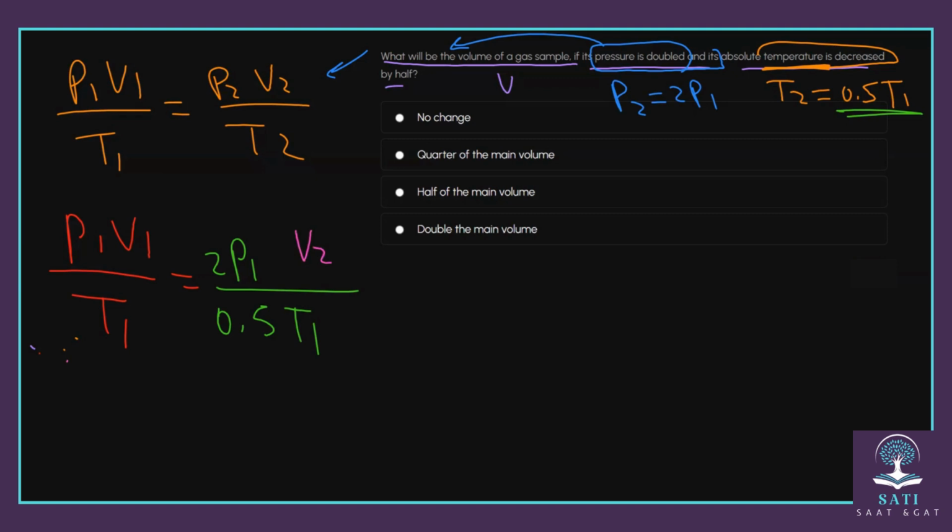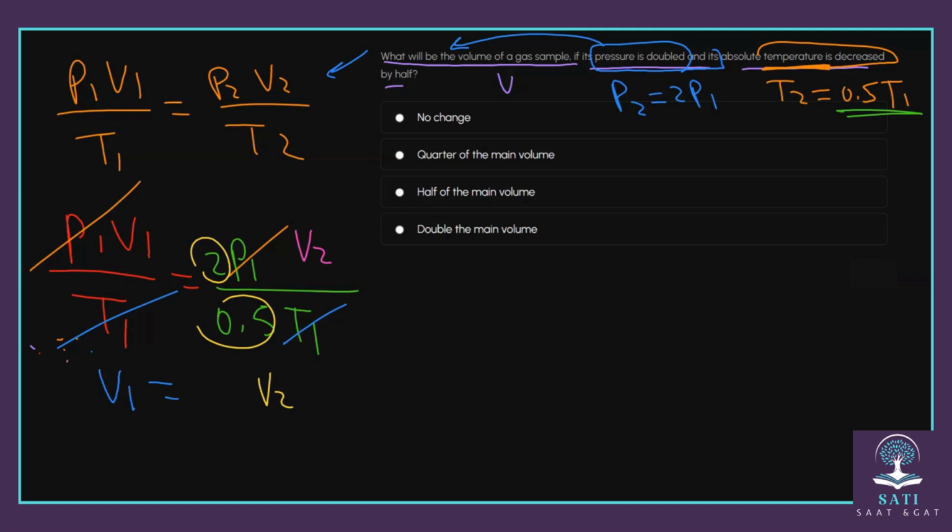Now we have the equation. As you see in this equation, we can simplify and cancel. If we divide both sides by P1, P1 will be cancelled by P1. If we multiply both sides by T1, T1 will cancel T1. So what is left? On the left side, V1 only. And on the right side, what is left is 2 and 0.5, so 2 over 0.5, with V2 as it is. 2 over 0.5 means 2 over a half.